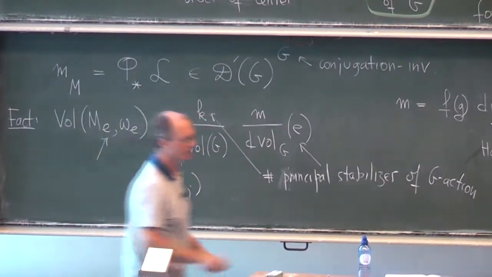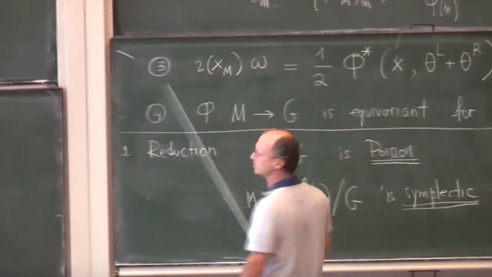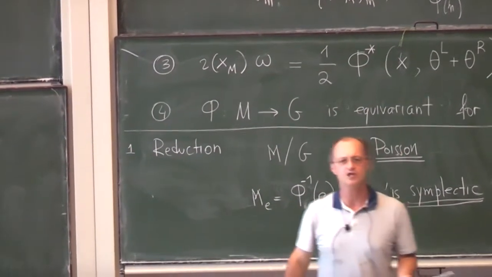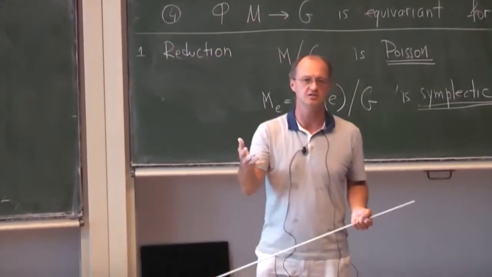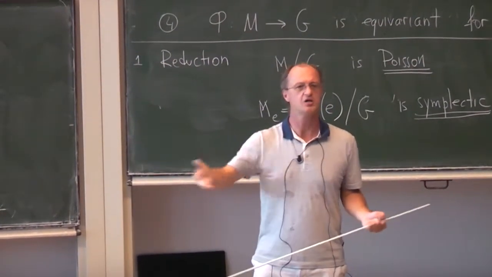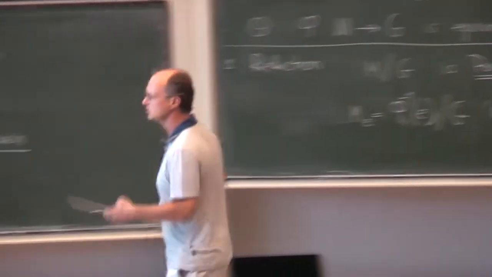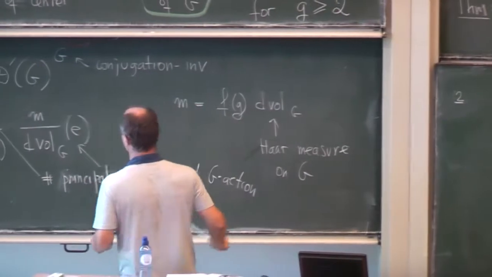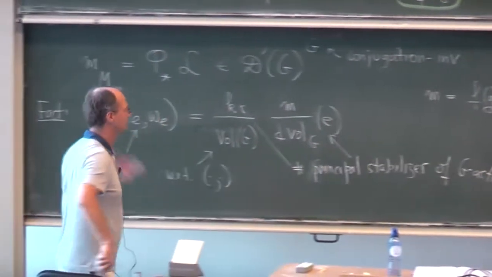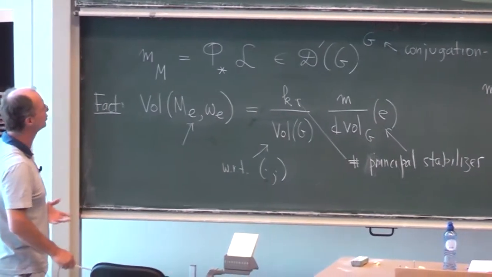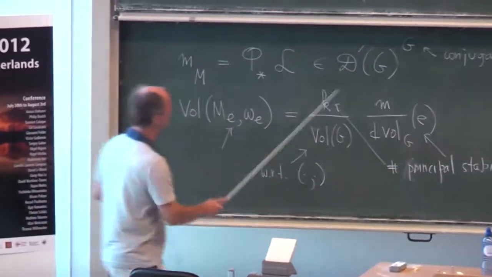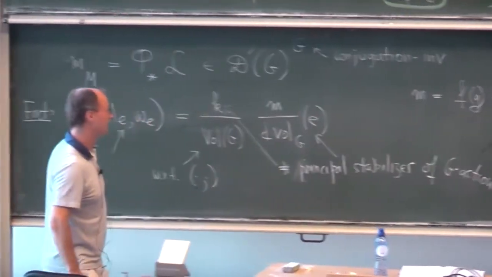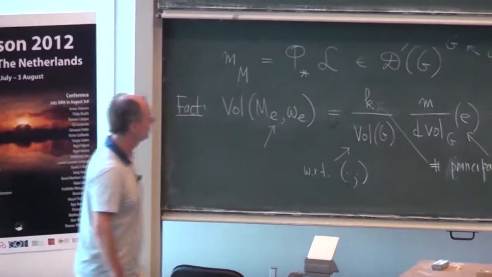We always assume that the action is free. Unfortunately, in our main example this will not be quite the case, because G acts on itself by conjugations. This means that the center doesn't act, right? When you conjugate, central elements don't act. So there will be some stabilizer after all. The principal stabilizer is basically the stabilizer on the top degree stratum, and that's the one I have here. I don't state all the assumptions very clearly.